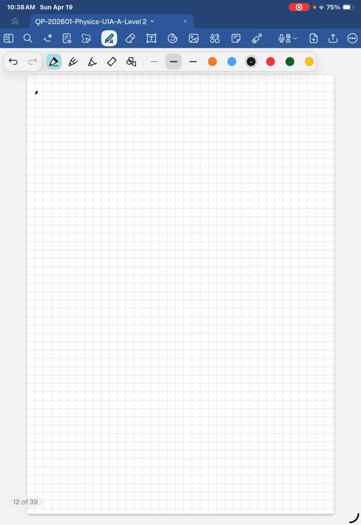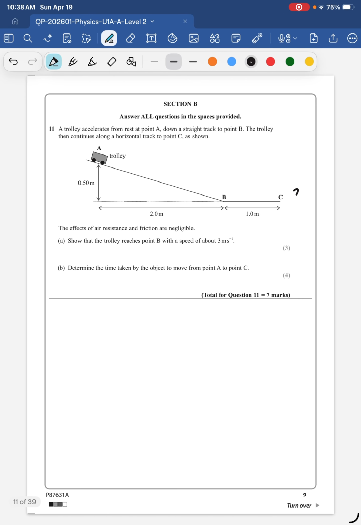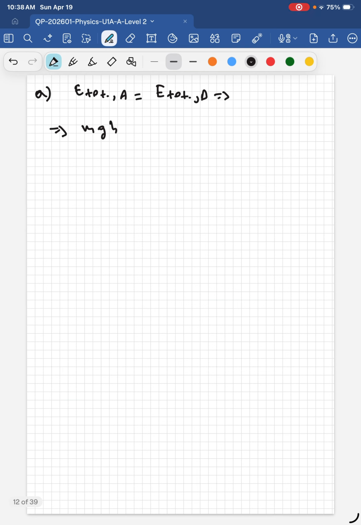So for part A, we can simply use conservation of energy. Total energy at A should be equal to the total energy at point B. The total energy at A is mgh, and we take gravitational potential energy to be 0 at ground level. So mgh is equal to 1/2 mv squared.